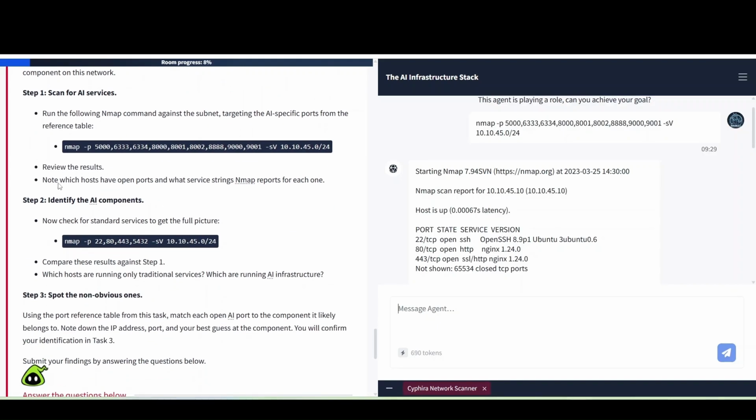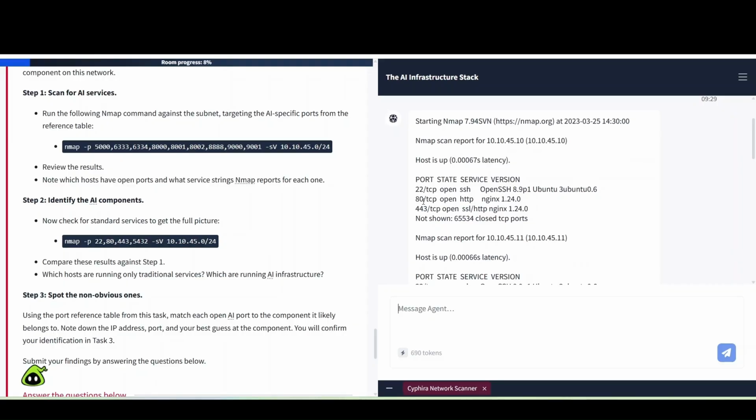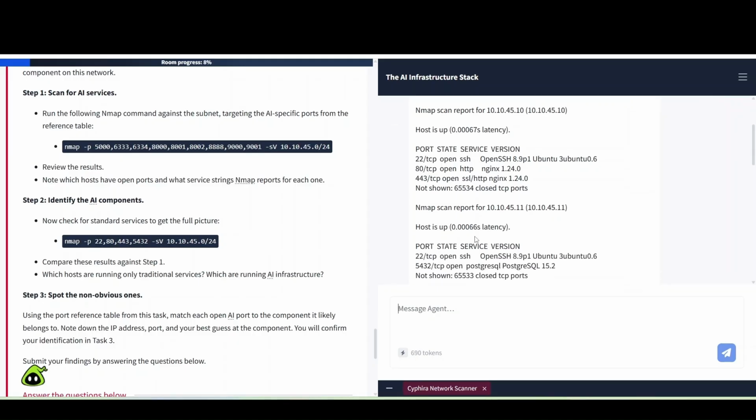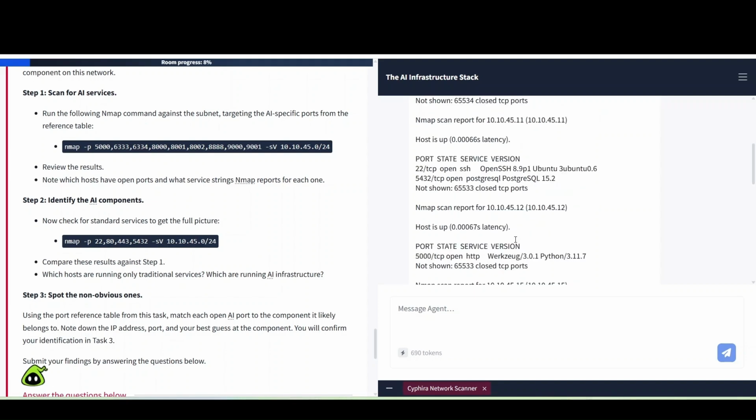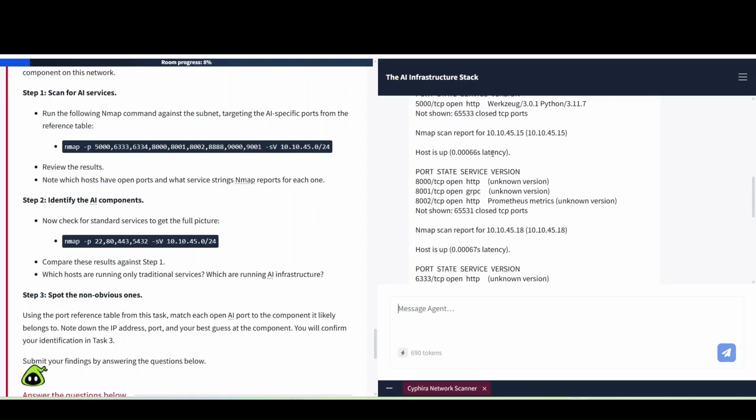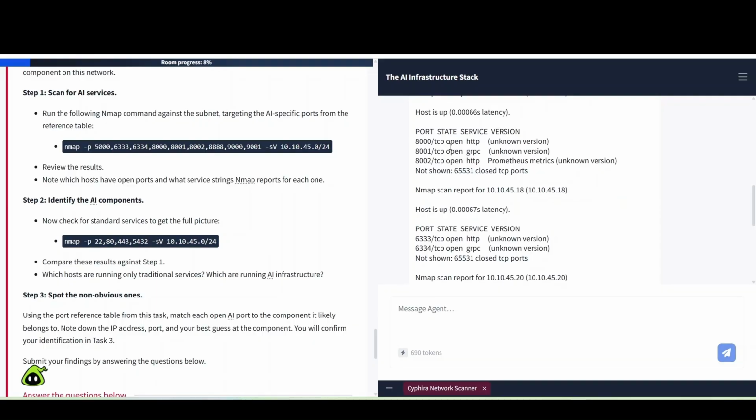All right, so review the results. We already did that. Note which host has open ports. Let's take a quick look over here. Port 22 is open, 80 is open, 443 is open, not shown. So they're running Nginx. OpenSSH is running. Ubuntu appears to be running as well, and I believe that's it for this here. Port 5000 appears to be open and running this here as well. Unknown. So quite a few things appear to be open here, right? And we're going to use these ports to reference that table as we saw earlier.